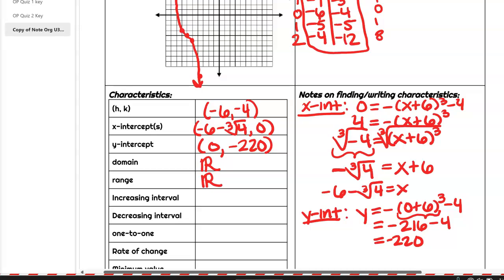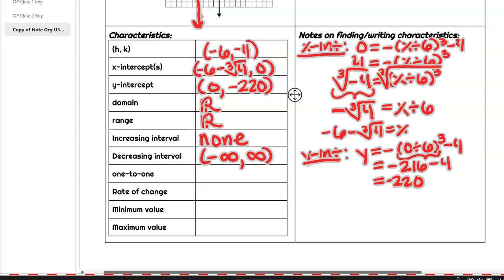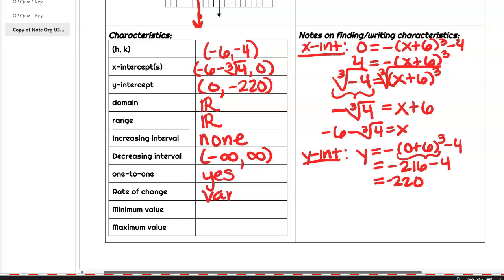And this graph, as I look at it from left to right, is kind of falling. So it has no increasing interval, but the entire domain from negative infinity to infinity is a decreasing interval. It is 1-to-1. The rate of change varies, and there's no min and no max.